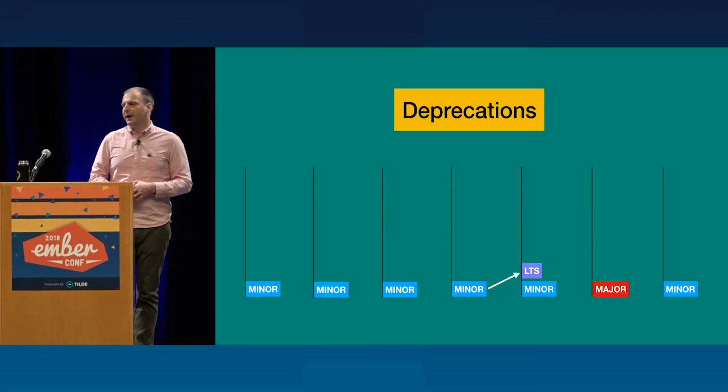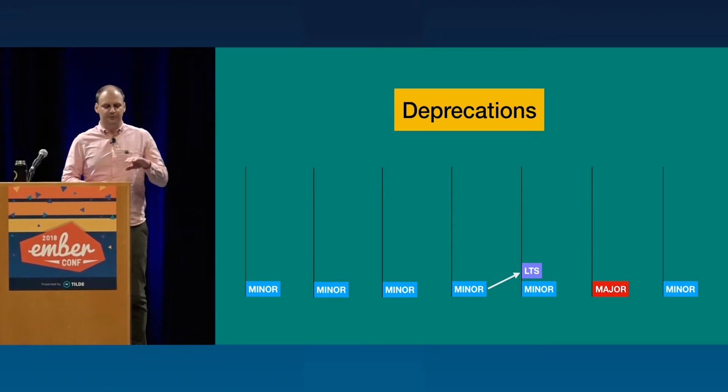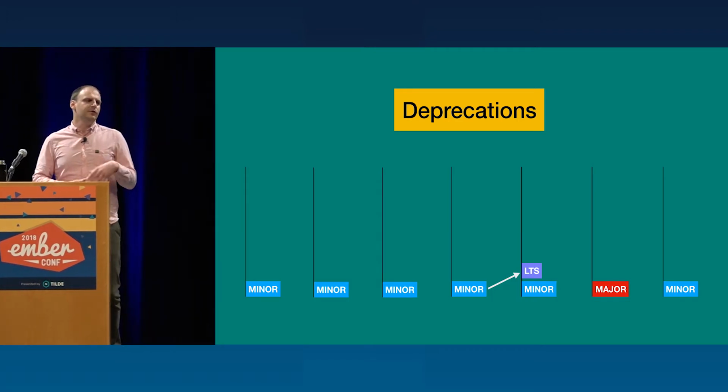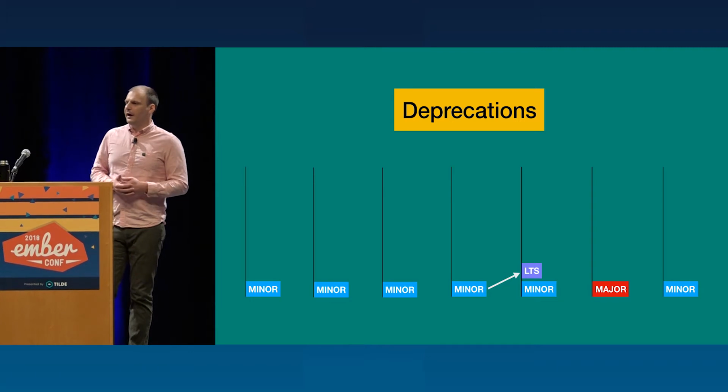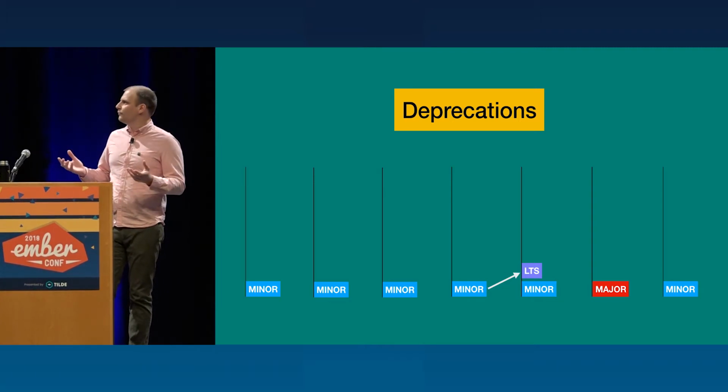So the first tool that Ember has that we use to get people to move from an API that we want to get rid of, like you could say we want to get rid of the classic app folder and we want to move towards something new, how do we make that happen? The first tool is really deprecations.